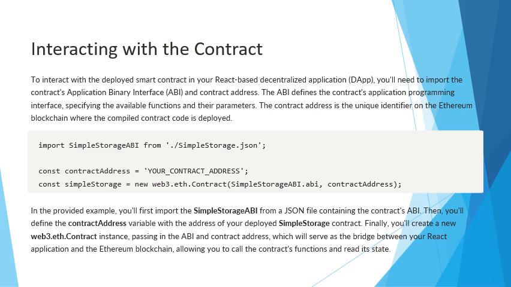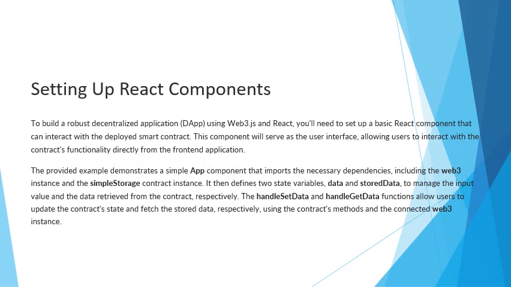Then we'll create a new web3.eth.Contract instance, passing in the ABI and contract address, which will serve as the bridge between your React application and the Ethereum blockchain, allowing us to call the contract's functions and read its state.